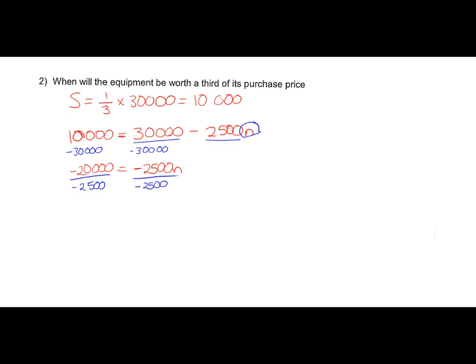When you put that into your calculator, you get 8 on the left is equal to n. So what were we measuring n in? We were measuring it in years. So the amount of time it takes for it to be worth a third of its purchase price is 8 years. And that's our final answer.